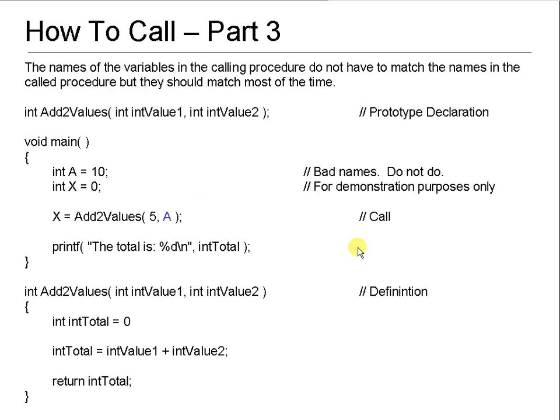The names of the variables in the calling procedure, that's up here, do not have to match the names in the called procedure. That's down here. Now notice I have the horrible variable name A. That's an abbreviation, not descriptive. No prefixes. Yeah, it's horrible. That's for demonstration purposes only, never do that.